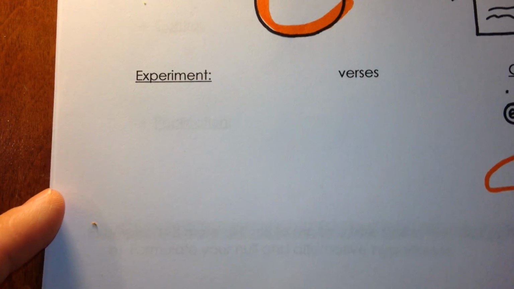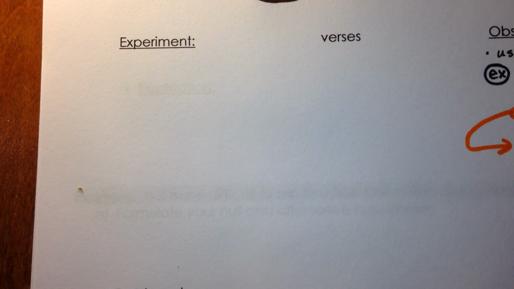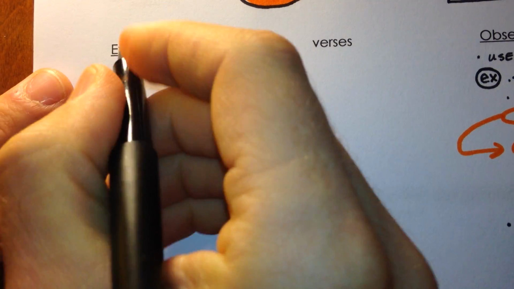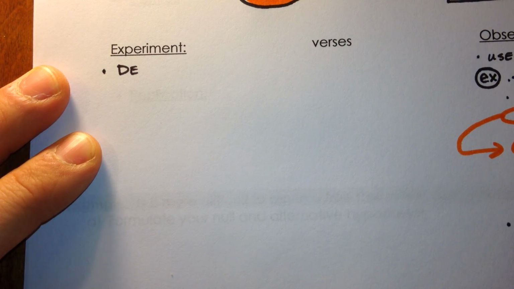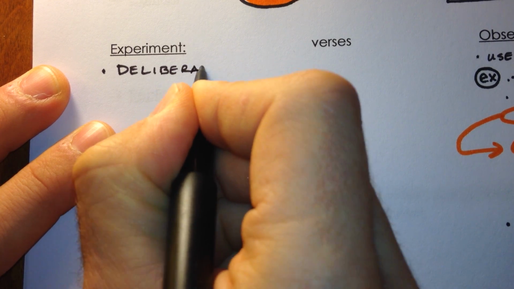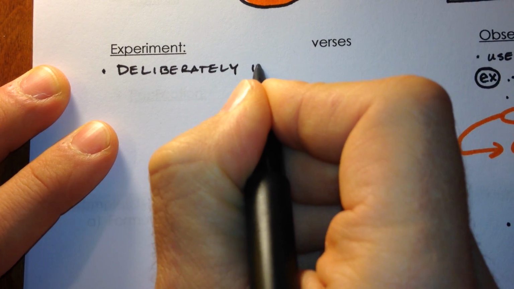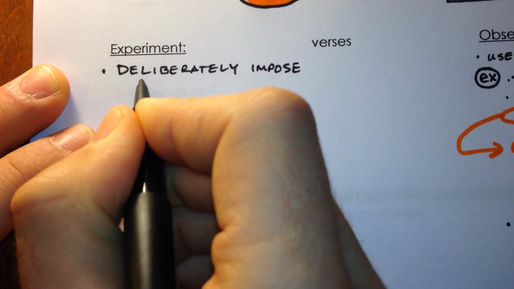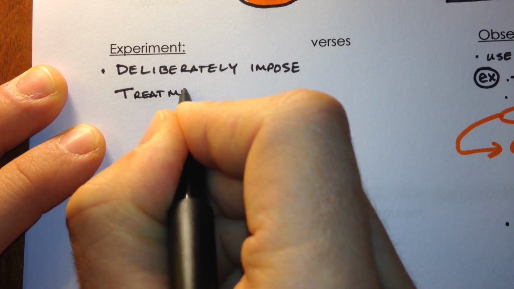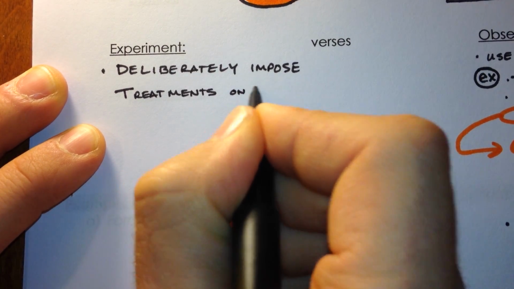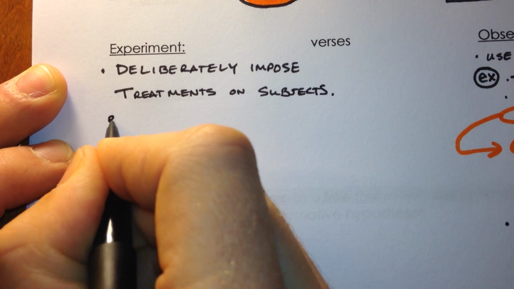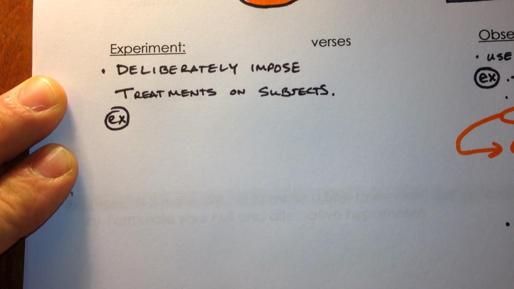So now, let's look at answering this question by an experiment. Now, when we do an experiment, what that means is that we are going to deliberately impose a treatment on our subjects. So, in our example, here's what that would mean.